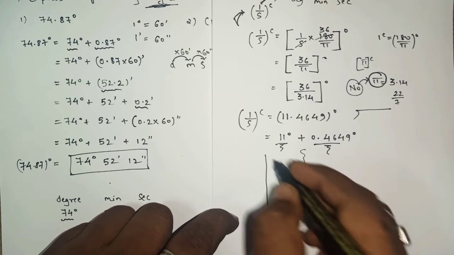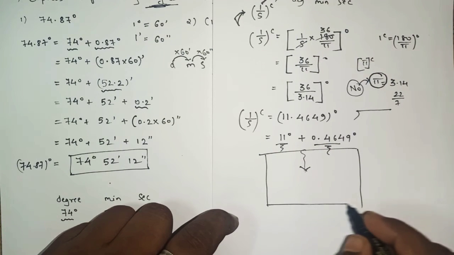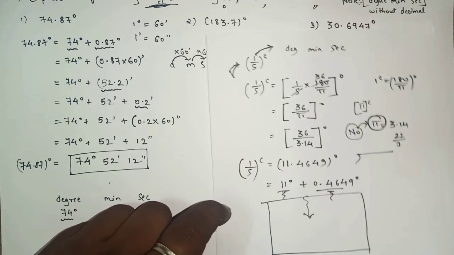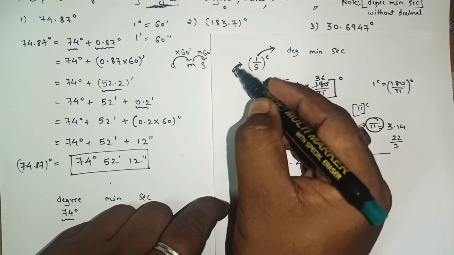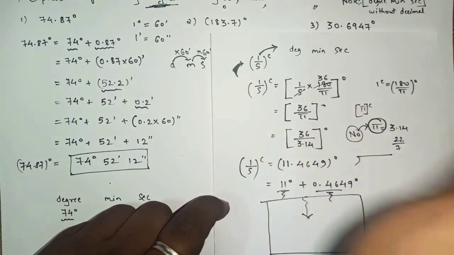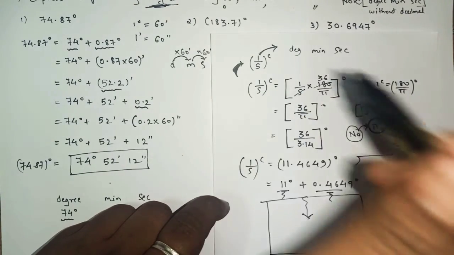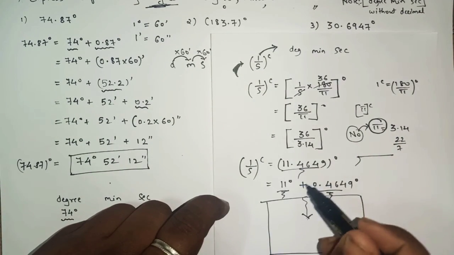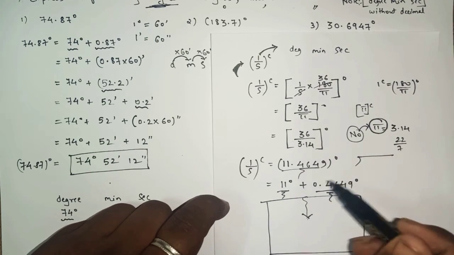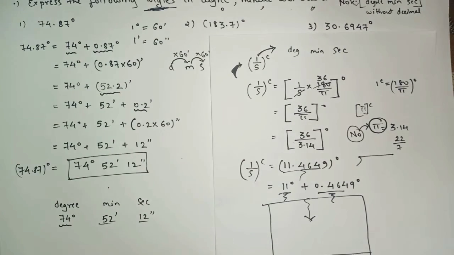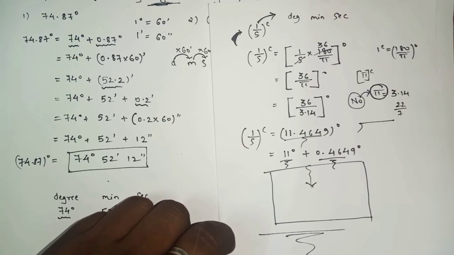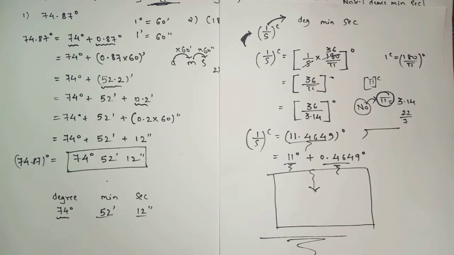Please try this section by yourself and see the final answer. This sum is different in the exercise. In the exercise, the question is in radian. So first you have to convert this radian into degree, and then express this angle in degree, minute and second. I hope the remaining part you can try by yourself. Yes or no? Okay.